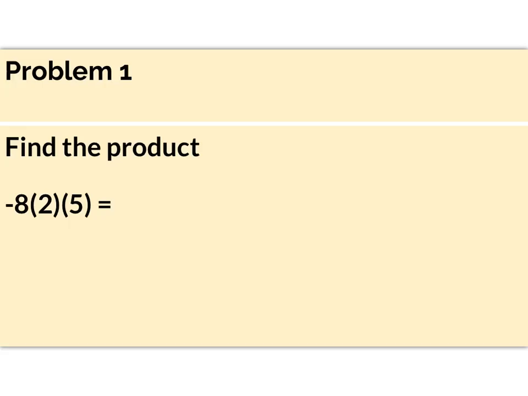Okay, the answer. How many negatives do you have? Let's deal with the sign first. Negative 5 times 2 is 10, times 8 gives us 80. Negative 80 is our product.